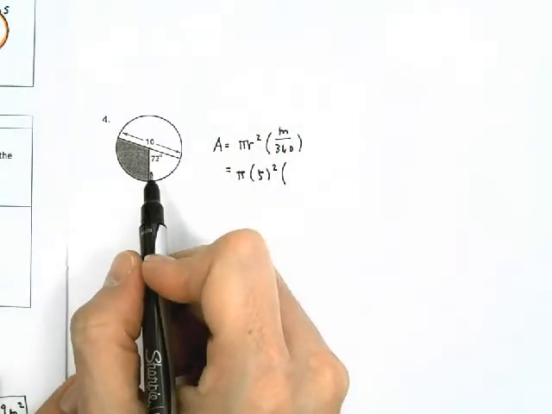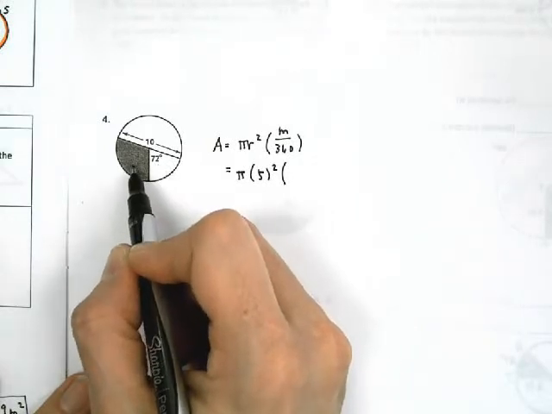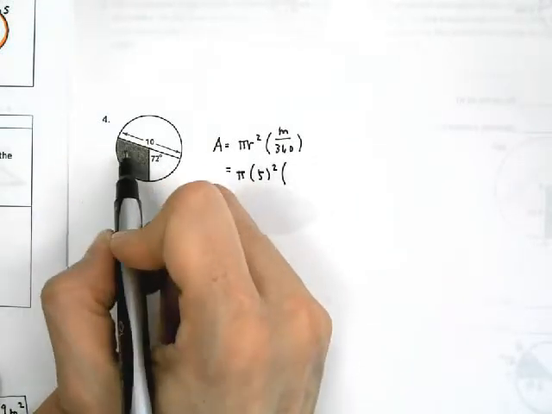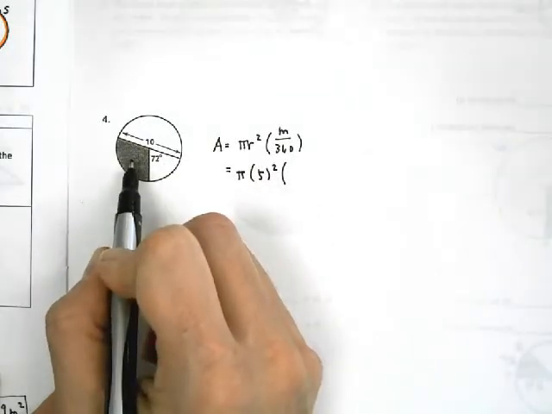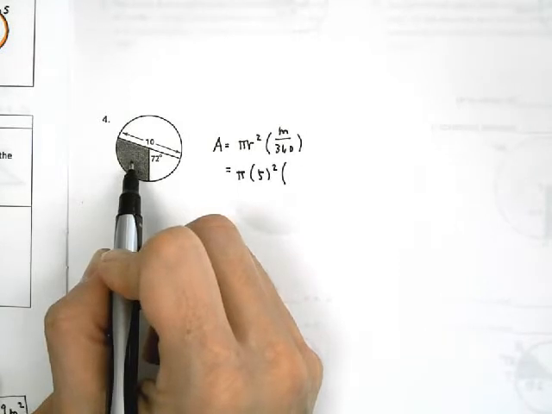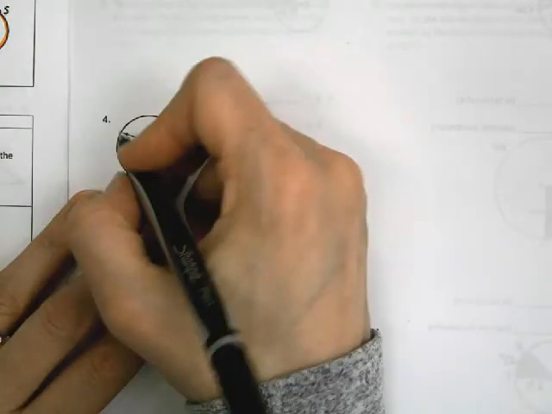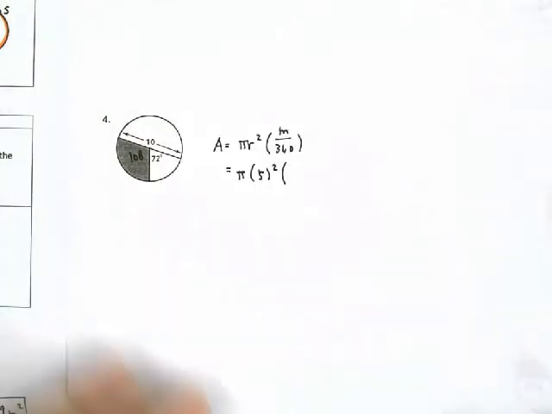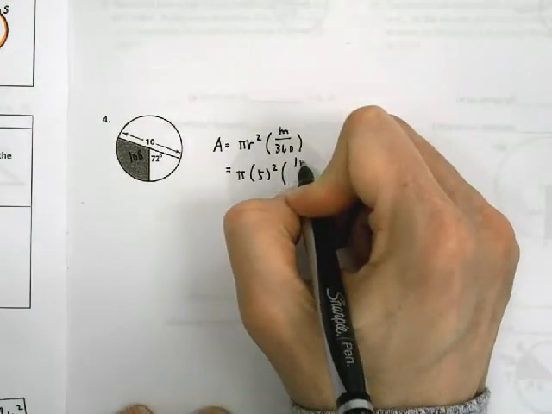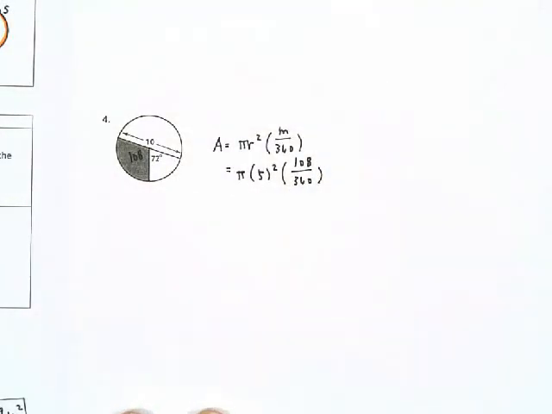Now, the central angle, I have to be careful because this angle is 72, but it doesn't correspond with my shaded region. Now, since I know this whole region is 180, to find the angle I'm after, I'm just going to do 180 minus 72, which is going to give me a measure for my central angle of 108 degrees. And that's the number I actually want to use in my problem here. So 108 over 360.